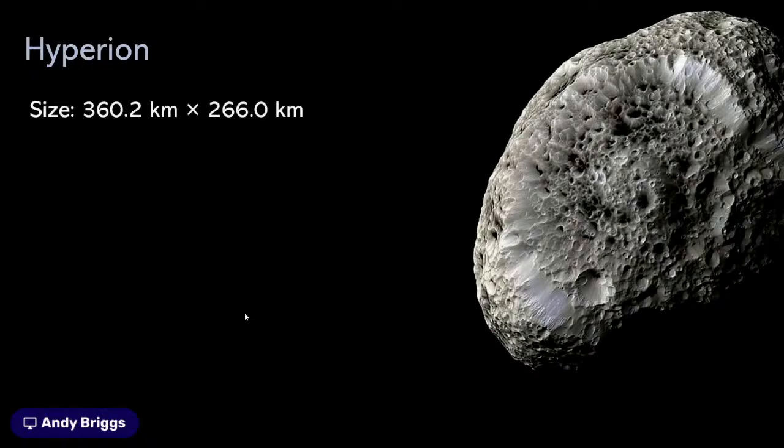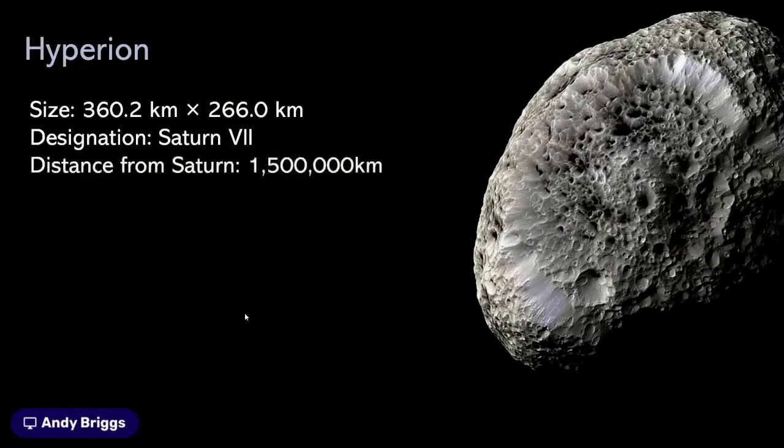Just a few details about Hyperion. It's 360 by 266 kilometers. Do forgive me if I slip between miles and kilometers, because I'm in that difficult age, you know. It's designated Saturn 7. In other words, it's the seventh moon from Saturn going outwards. It's actually 1.5 million kilometers away from Saturn.